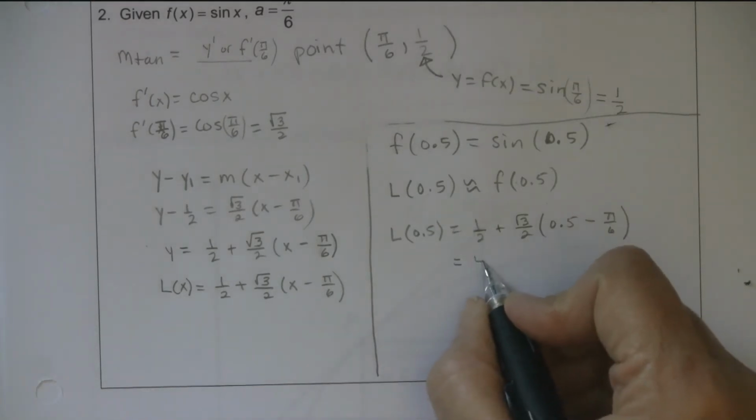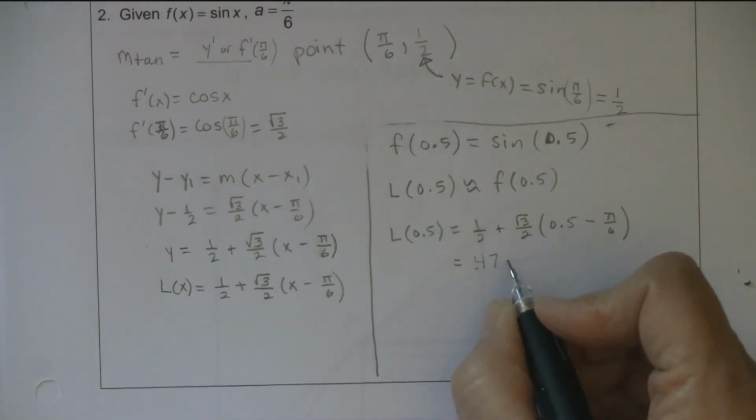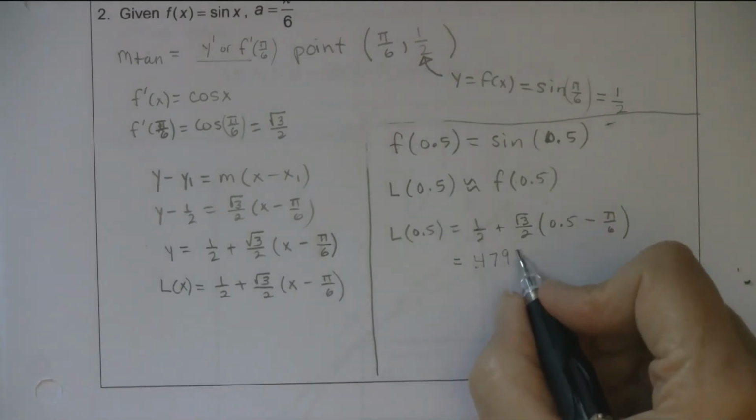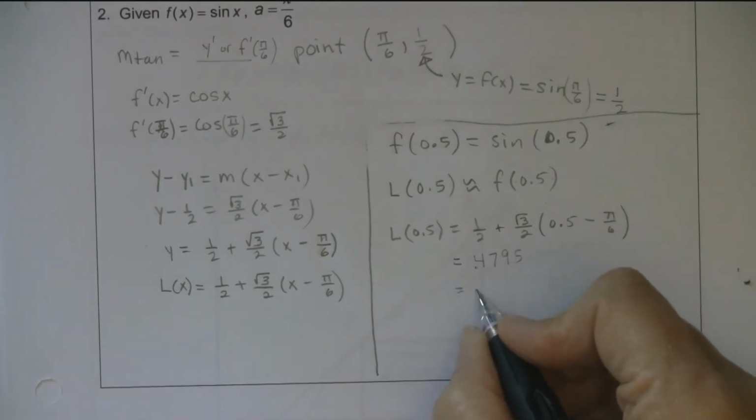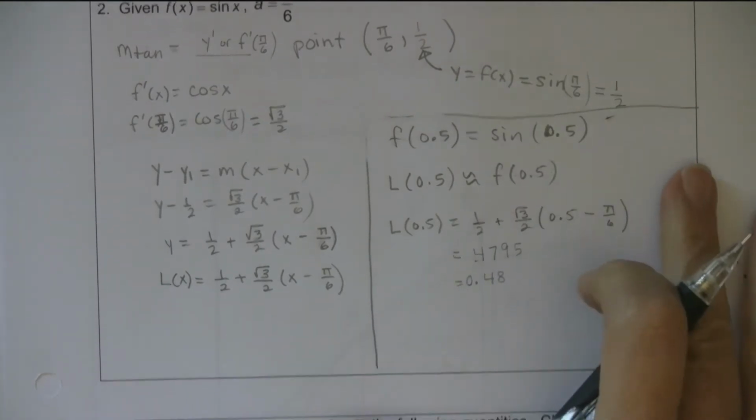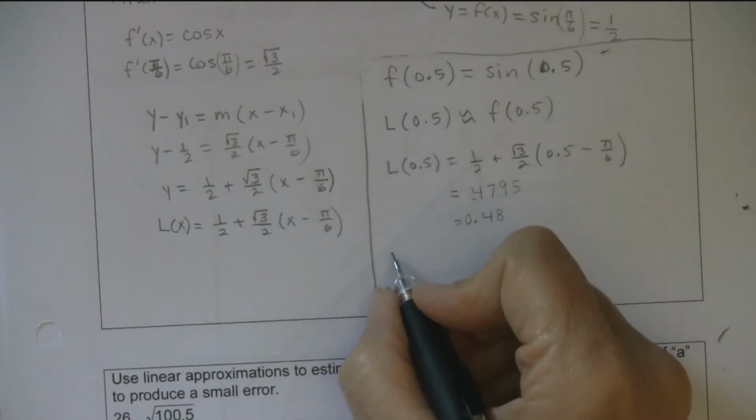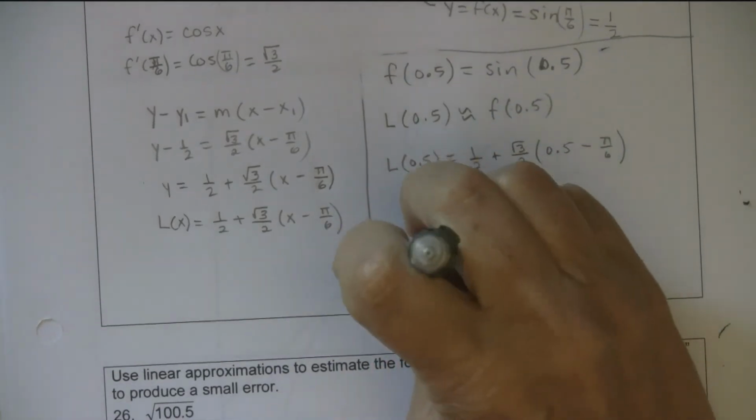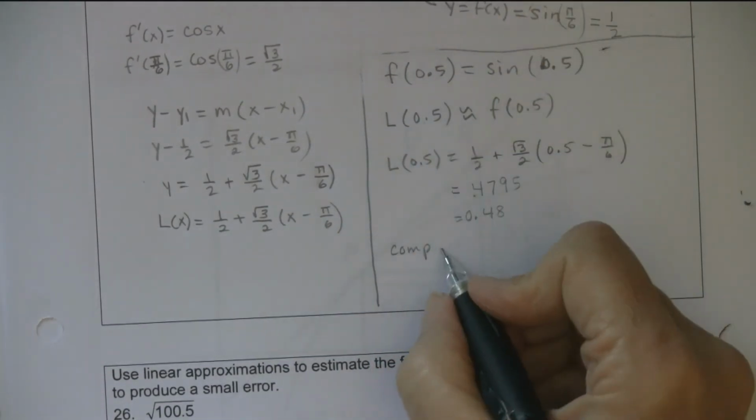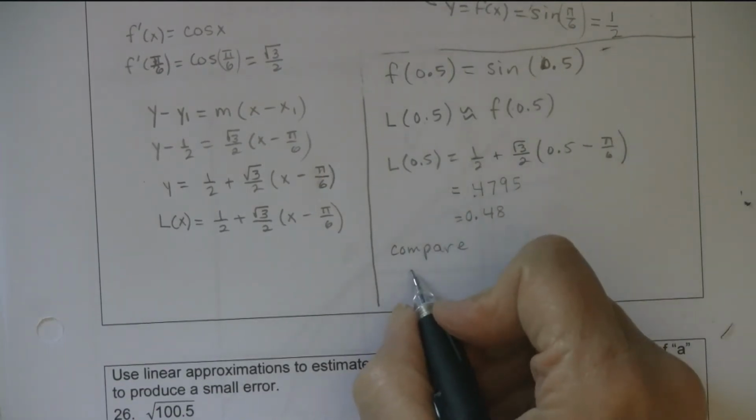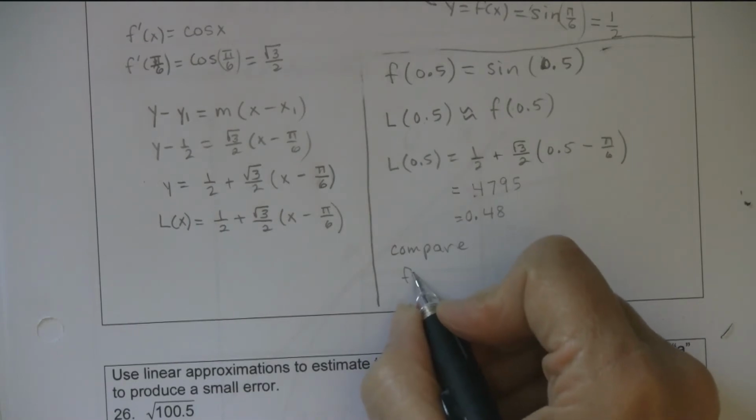So I get this is around 0.479, right? Depending on how far I went when I did it by hand. This number actually is a 5, so maybe even 0.48, something along those lines. And then just because we can, I want to compare that to what I got if I was to use my calculator here and found the sine of 0.5.